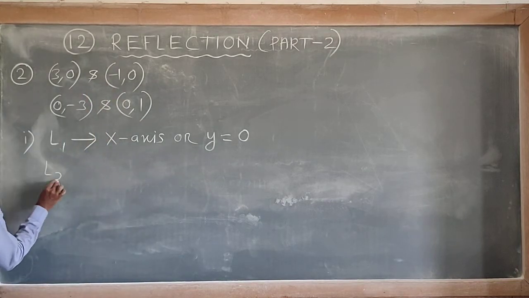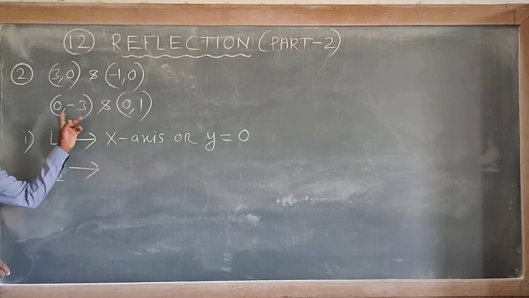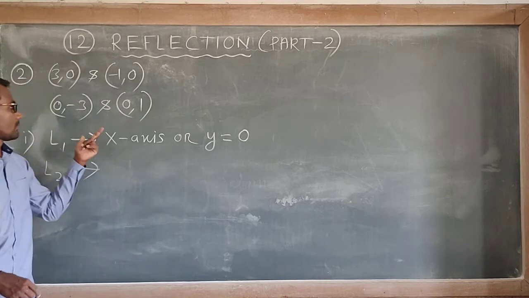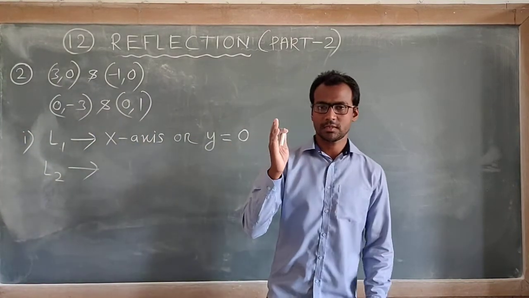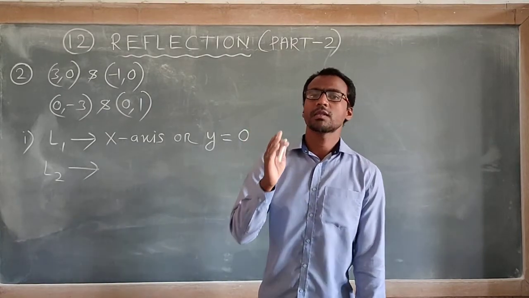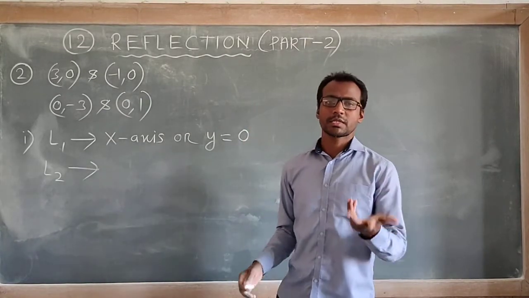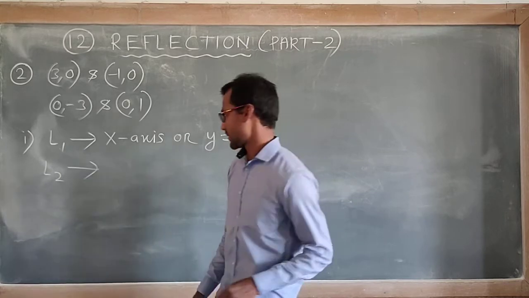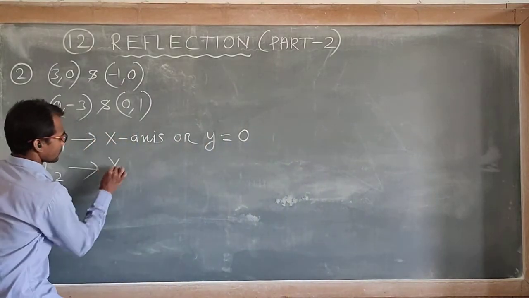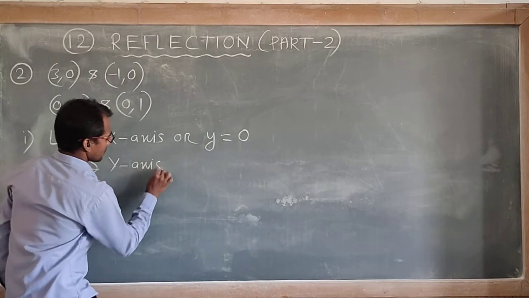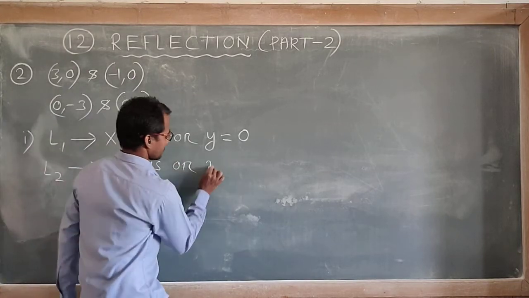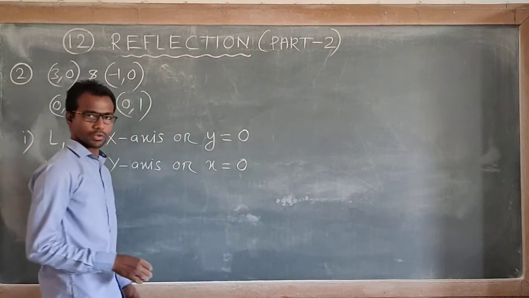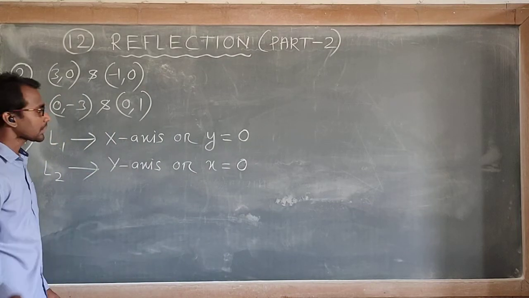Then line L2, these 2 points, by looking at the general form of these 2 points, you can say that these 2 points lie on the y-axis, and they are invariant under reflection in some line that is L2. So which is the line L2? Definitely the y-axis. So line L2 is the y-axis. Its equation is x is equal to 0. Okay, this is first bit.